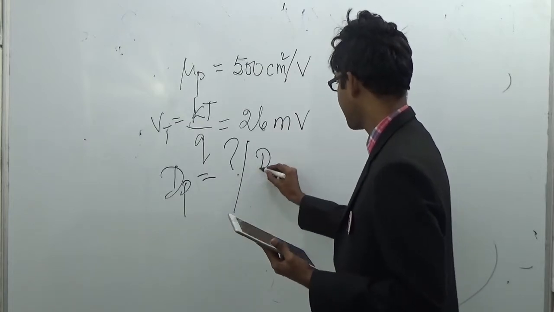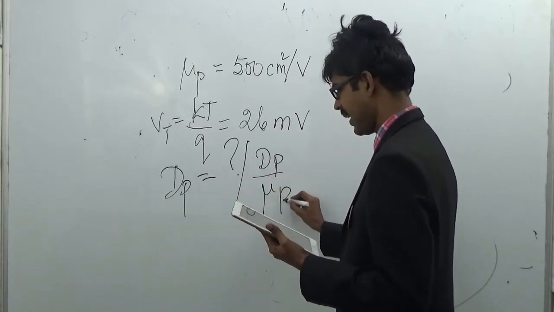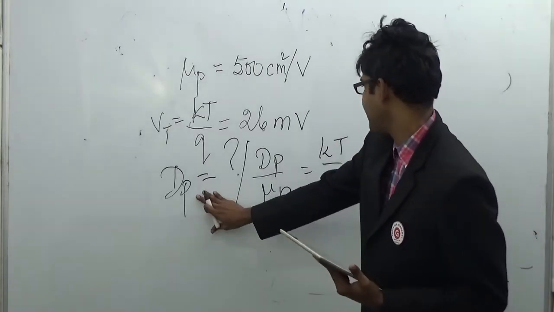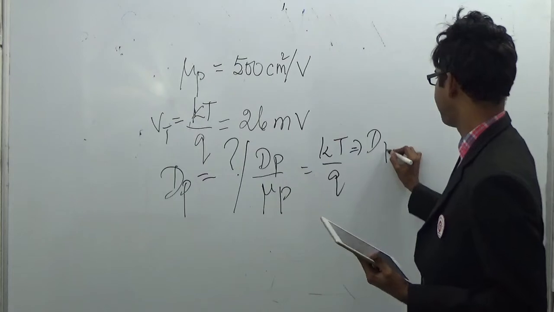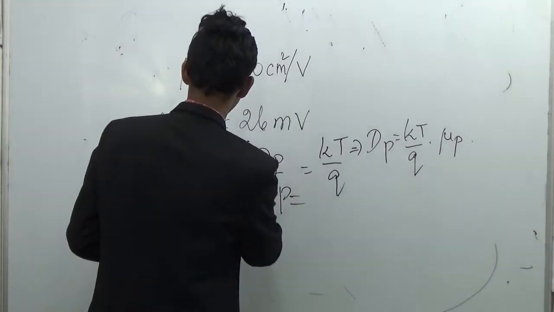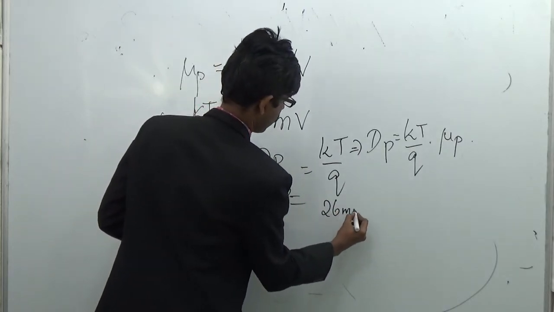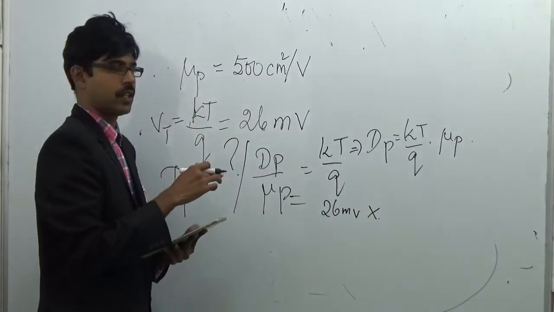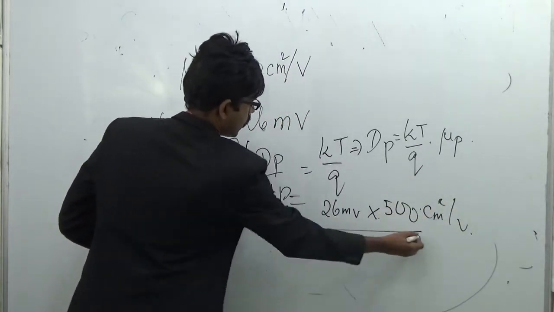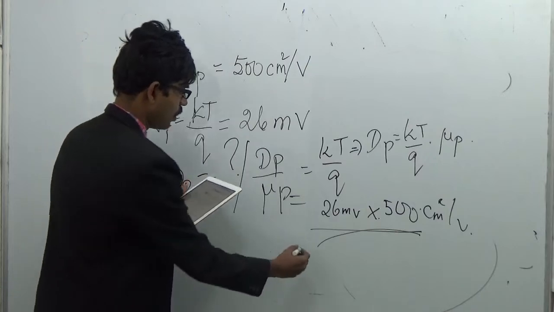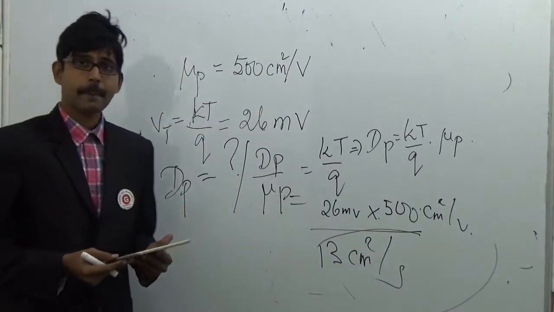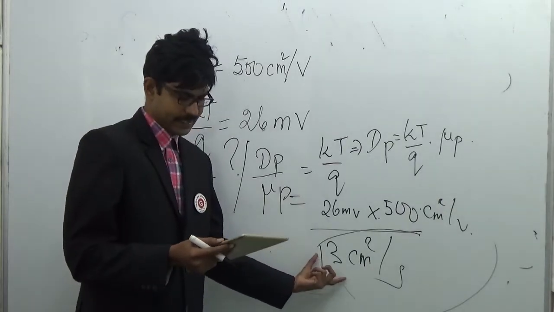What is the Einstein relation? dP by mu P is equal to kT by Q. You are asked to find dP. So obviously dP is equal to kT by Q times mu P. So what is kT by Q? It is 26 millivolt, times the mobility of the hole, which is 500 centimeter square per volt second. So the product of these two will give you 13 centimeter square per second. Okay, so this is the right answer.